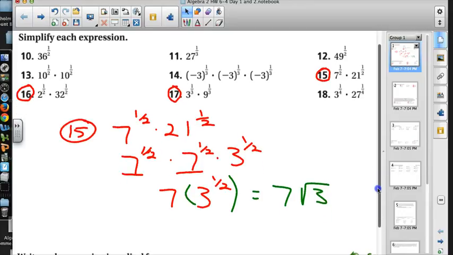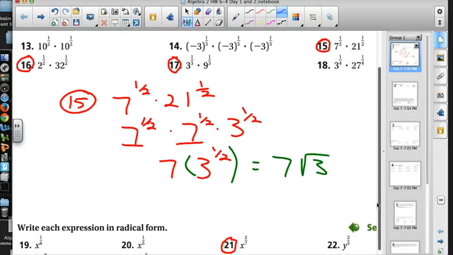Then the next one I wanted to go through here was number 16. In number 16, you notice that the powers are both 1/2. So we can go ahead and do the multiplication here. 2 times 32 is 64, and keep that common rational exponent of 1/2. And then, of course, we recognize that 64 to the 1/2 is the same thing as the square root of 64. So our answer is 8.